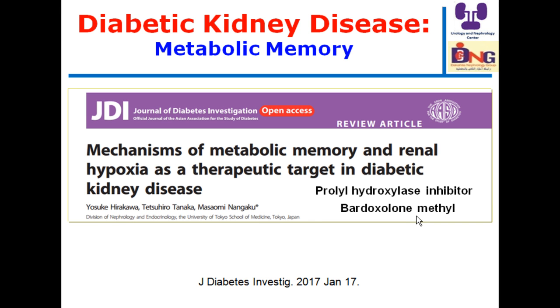Another pathway is oxidative stress, and how to use bardoxolone methyl to reduce oxidative stress, and we know that this drug can affect the heart. So there is an ongoing phase 2 clinical trial in Japan, putting in consideration the issue of heart failure and to address the role of this drug in reducing oxidative stress and to adjust the metabolic memory.